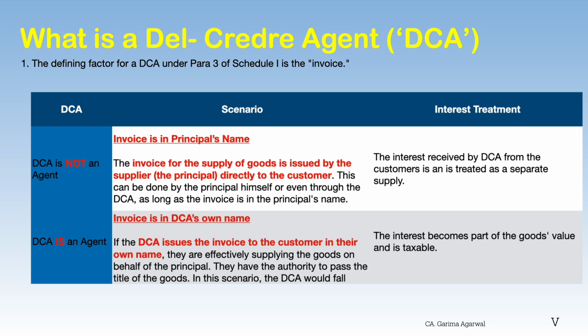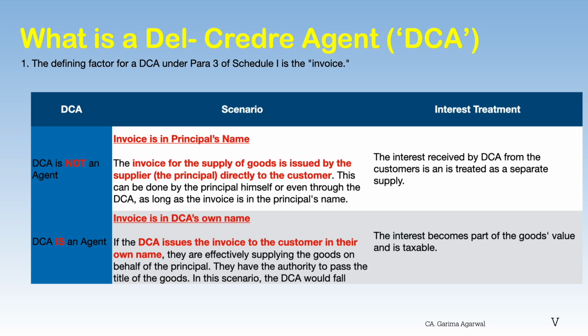Now, the key question for us is, does a DCA fall under the ambit of an agent as per Para 3 of Schedule 1 of the CGST Act? The golden rule is always follow the invoice. The answer is a clear, it depends. The government clarification states that whether a DCA is considered an agent under Para 3 of Schedule 1 depends solely on who issues the invoice. Let's break it down into two clear scenarios.